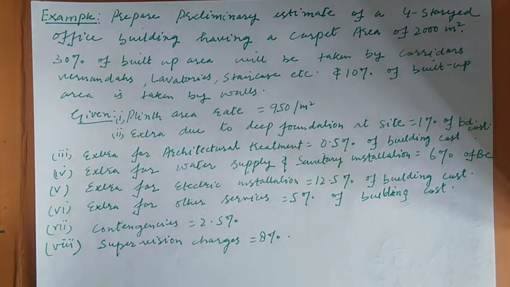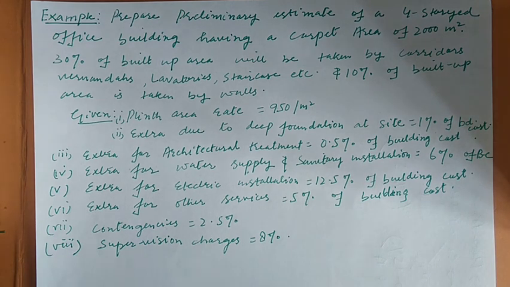In the last video lecture, we discussed the different types of estimates and some basic terms which are very important from the engineering point of view. I hope all these terms have been cleared to you. Today we will try to solve some problems based on the preliminary estimate, with the help of the plinth area rate estimate and the cubic content rate estimate.